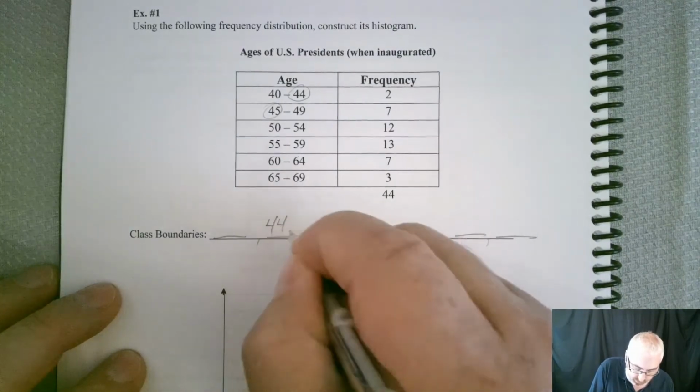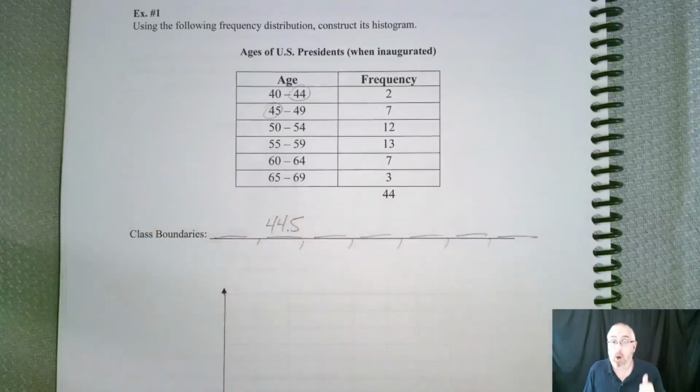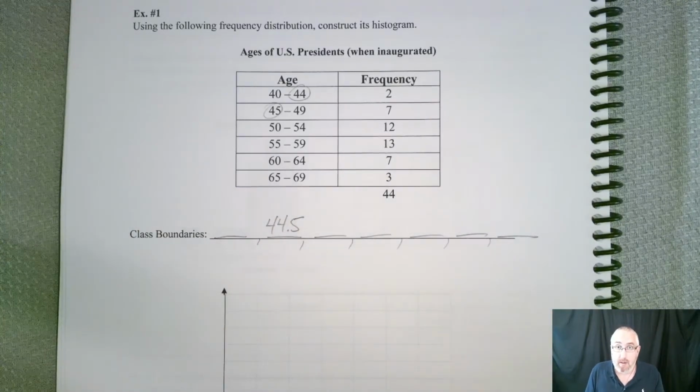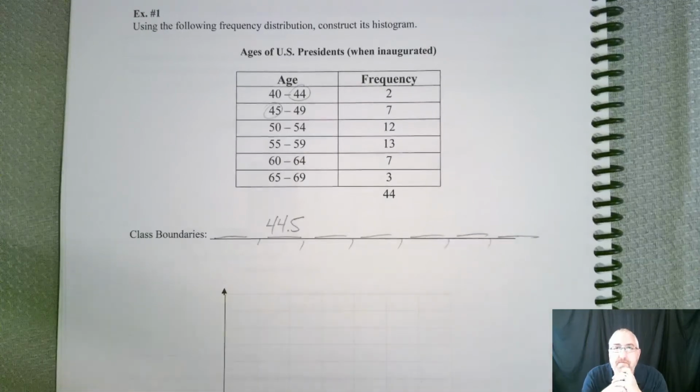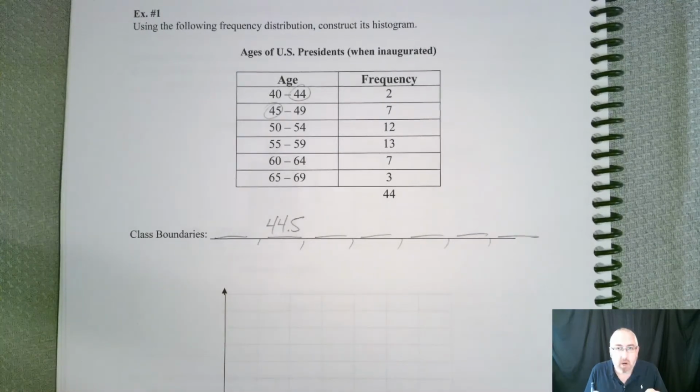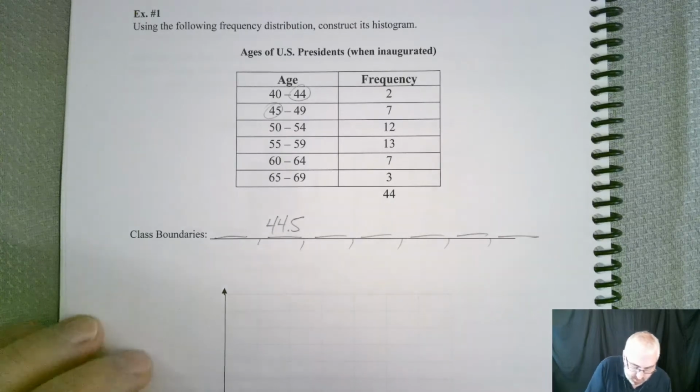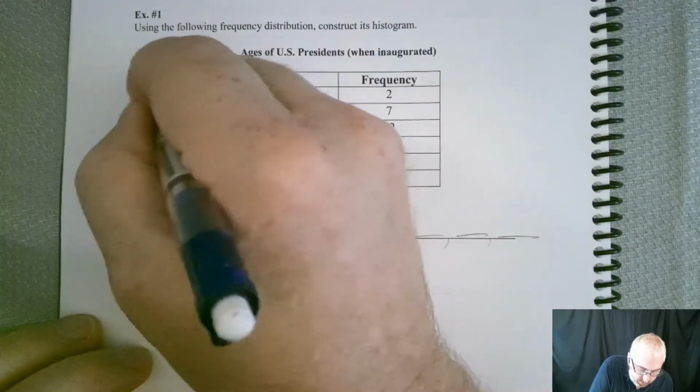44.5 is correct. So that's always the second one though. But now how do we get the other ones? What's the shortcut for that? Hopefully you're screaming class width, class width. So what's the class width?